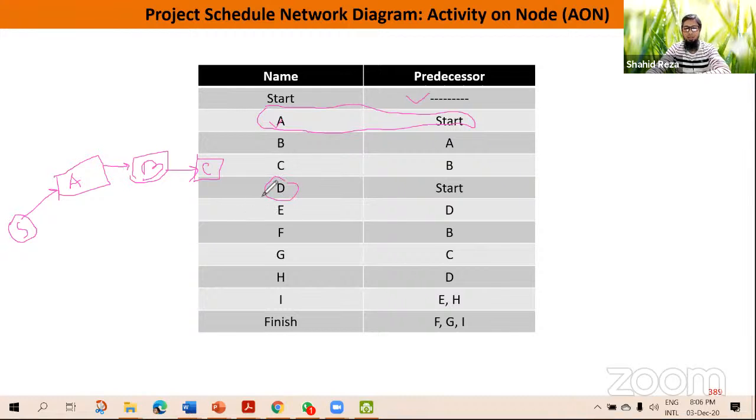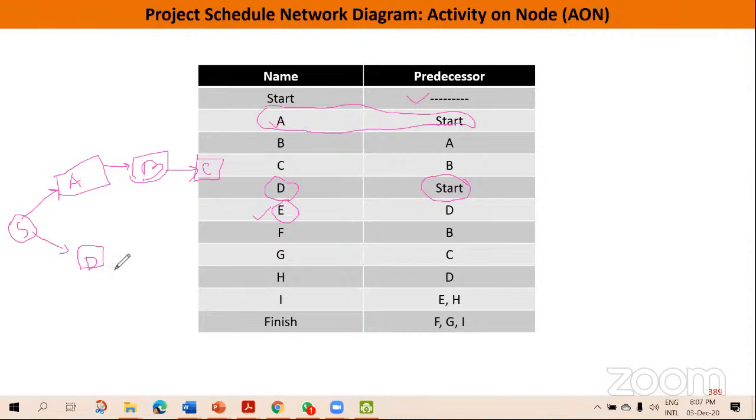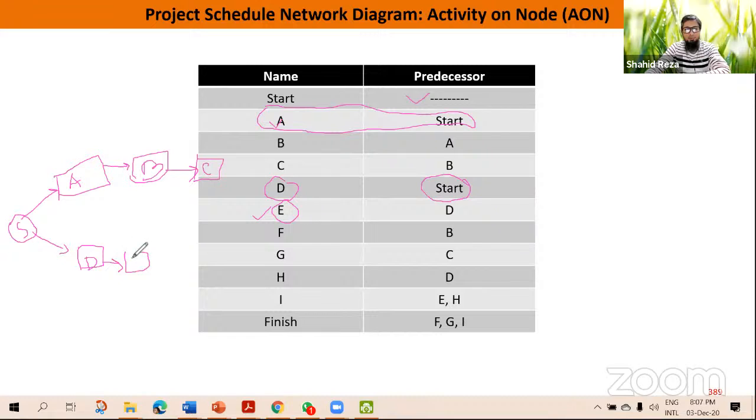Then you see D. D is one activity that has a predecessor, and that is actually start. That means we should not put it here, right? We have to put it like this, D, because its predecessor is start. So we are getting another path actually, right? And then E. So where shall we put E? In this path or this path? Where will we put E? On D, after D. After D, right? After D, we should put E.